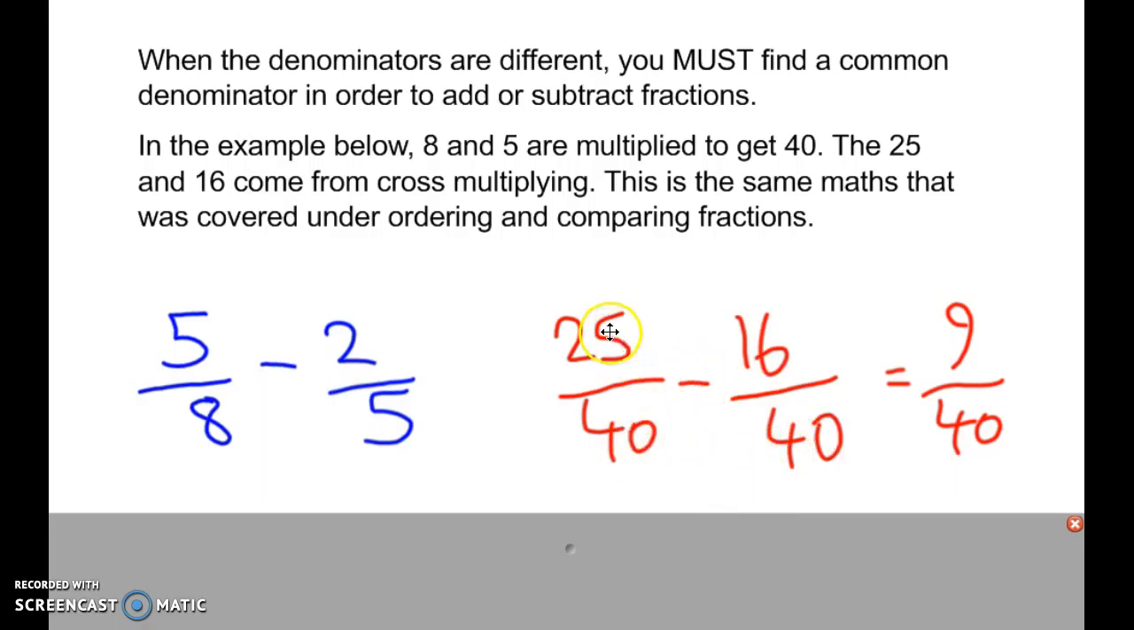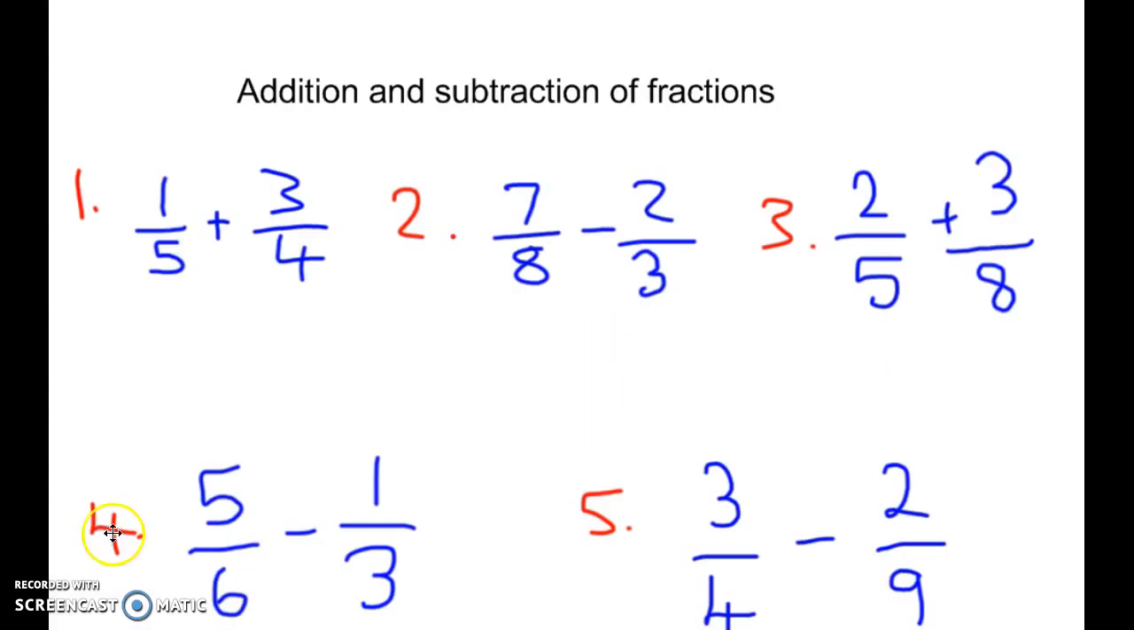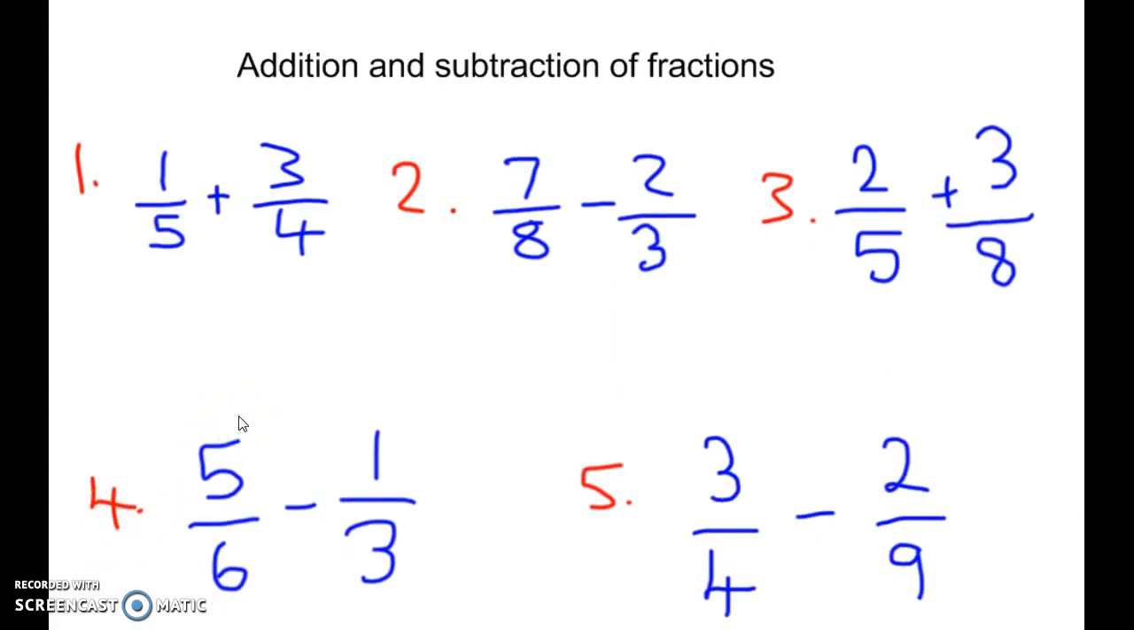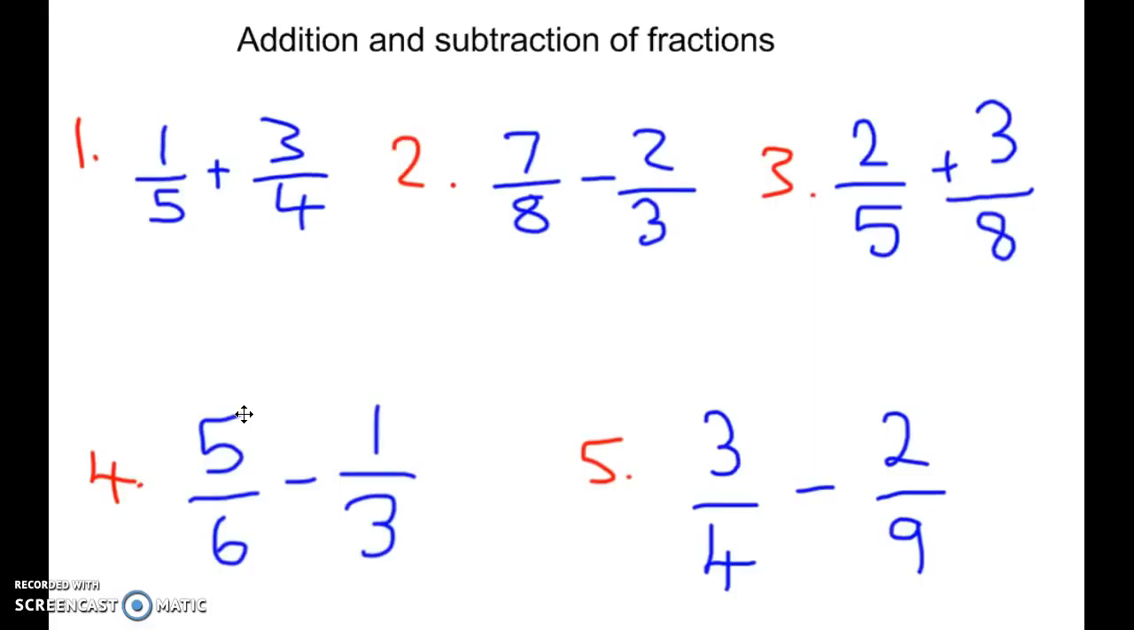Denominators are the same, so I can just subtract across the top. 25 minus 16 is 9. And 9 over 40, I can't simplify that any further. So there's my answer. Here are some practice questions to have a go at. Again, if your teacher pauses the video, have a look at those and then check your answers.